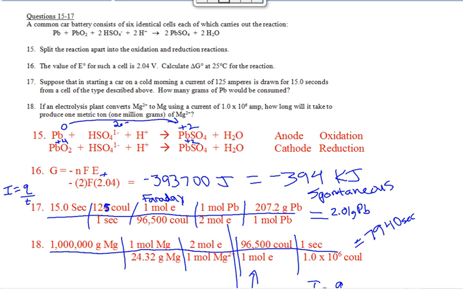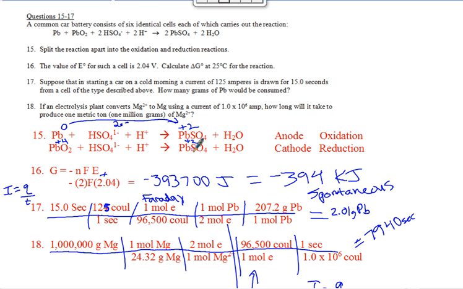The lead is going from 0 to +2. The lead oxide is going from +4 to +2. So there's 2 electrons being exchanged. Number 4, calculate the value for each such a cell is 2.04 volts. Calculate delta G for this reaction.